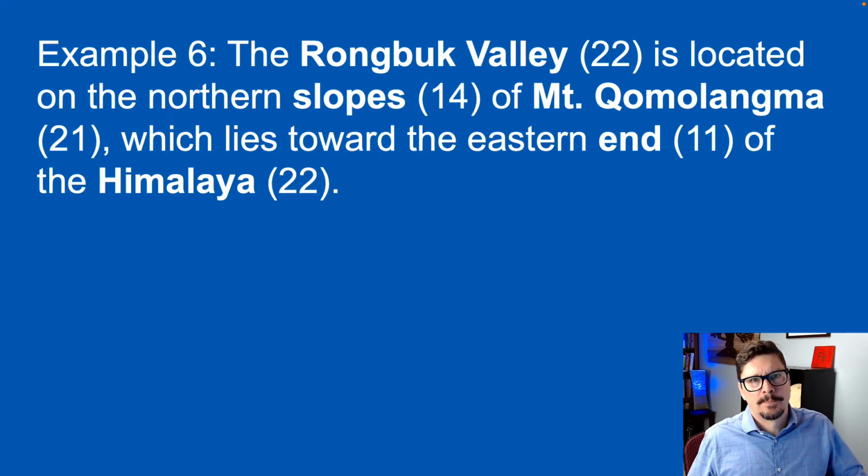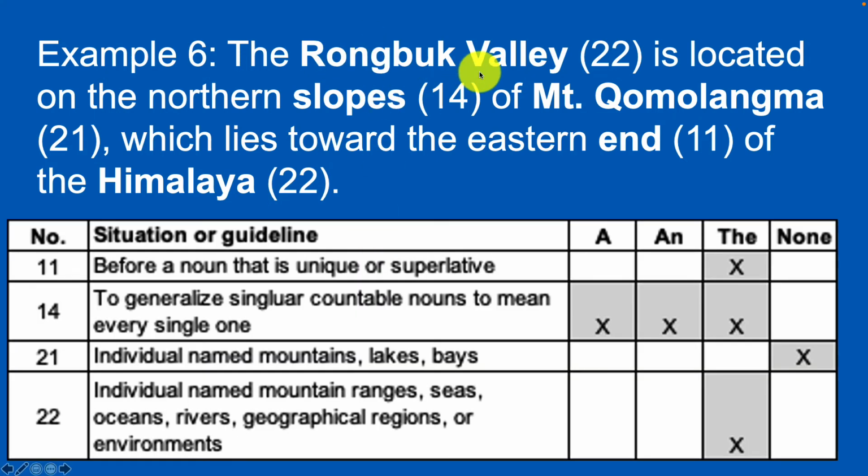Example 6. The Rongbuk Valley is located on the northern slopes of Mount Kuala Longma, which lies toward the eastern end of the Himalaya. The Rongbuk Valley, that has an article, that's rule number 22, individual named geographical regions, and it's located on the northern slopes. An article for slopes, that's rule number 14, that's generalizing a single countable noun to mean every single one.